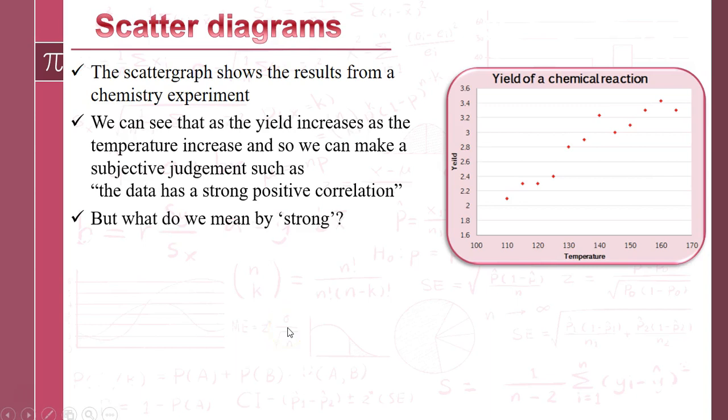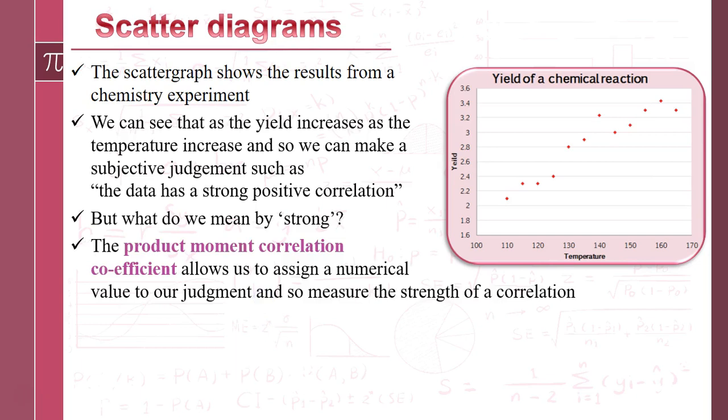So what we're going to do is try and quantify what we mean by strong correlation or weak correlation. We're going to try and put a value to those judgments, and that is what the Product Moment Correlation Coefficient, or pmcc, allows us to do.